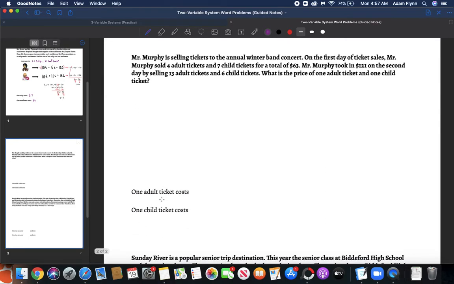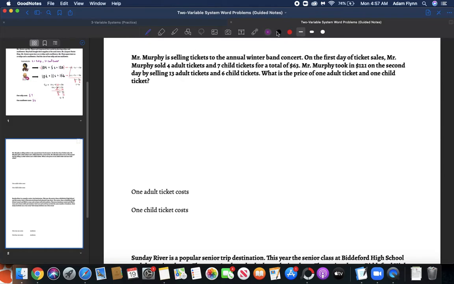Okay, so first one, Mr. Murphy is selling tickets to the annual winter band concert. On the first day of ticket sales, Mr. Murphy sold 4 adult tickets and 7 child tickets for a total of $63. And then Mr. Murphy took in $121 on the second day by selling 13 adult tickets and 6 child tickets. What is the price of 1 adult ticket and 1 child ticket?